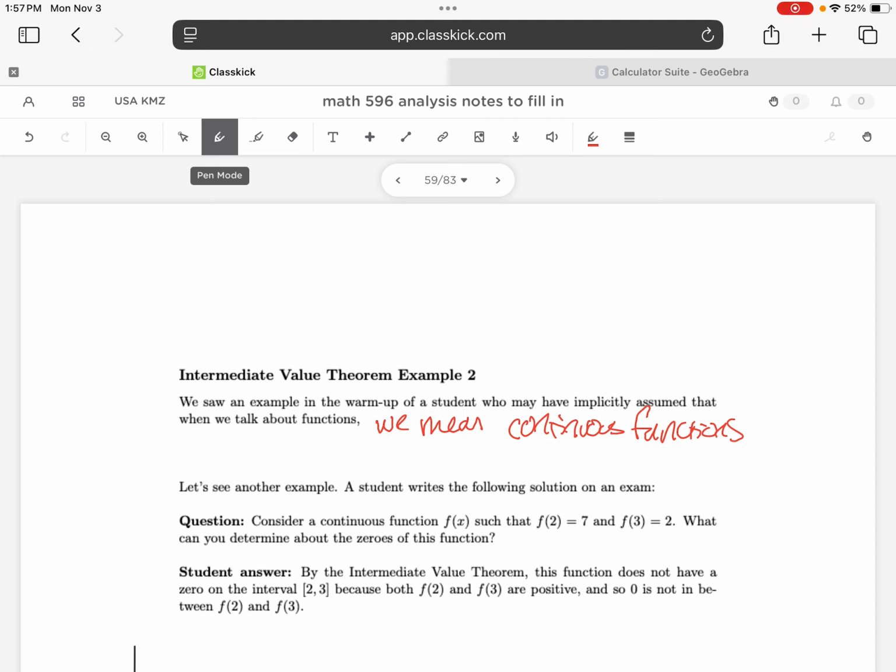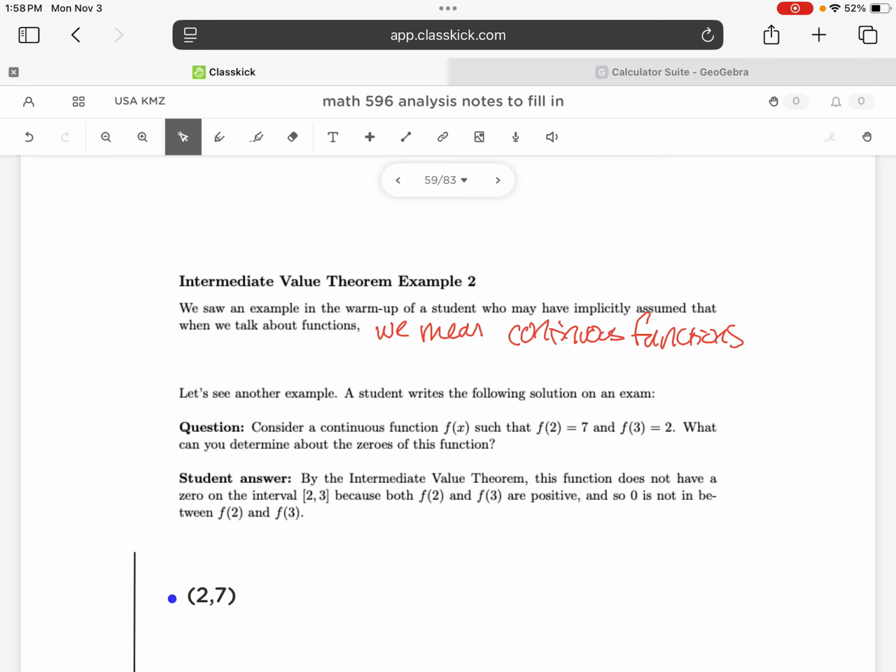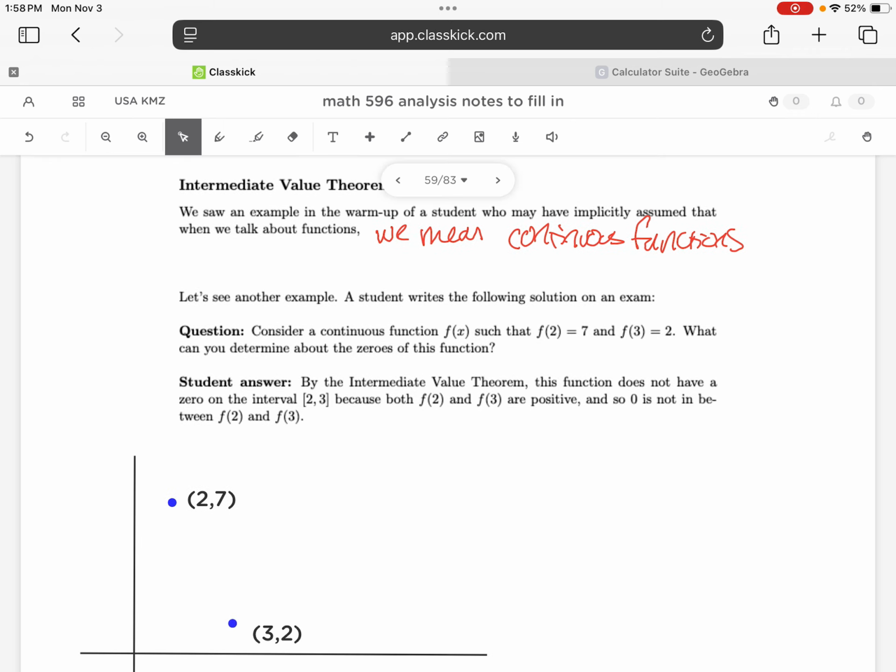All right, let's think about what the student is assuming here. First of all, this student is assuming that we're talking about a continuous function on the interval here. Right? We're assuming that this function f(x) is continuous on the interval between 2 and 3, which we don't necessarily know. It says it's continuous, but it doesn't even necessarily say where it's defined. Maybe it's not even defined on the full interval between 2 and 3. Our x values here are 2 and 3.